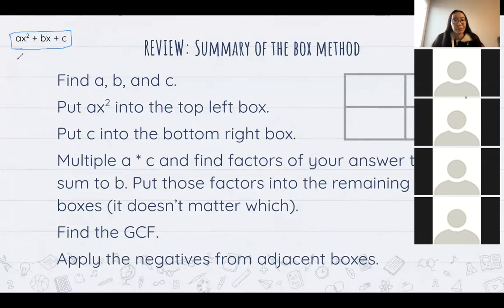And so once you have an equation like this, you would find A, B, and C. And then you write ax squared into the top left box. So in an actual equation, A would be a number.